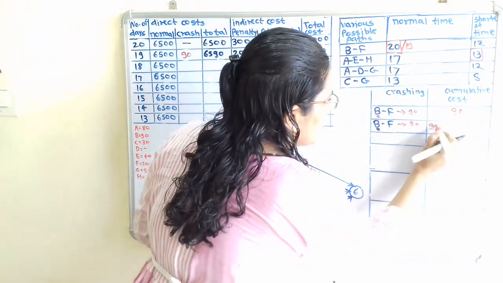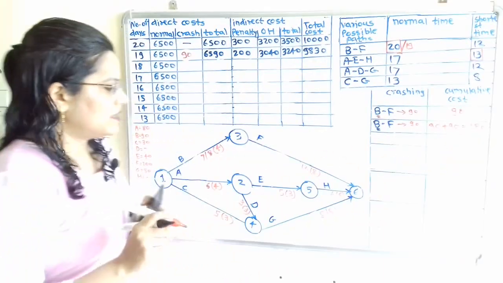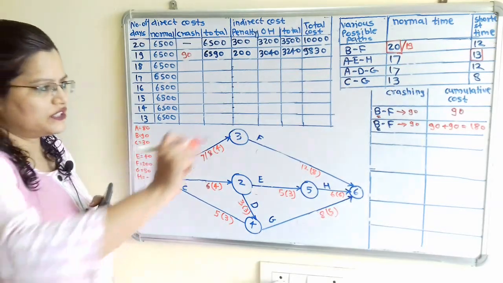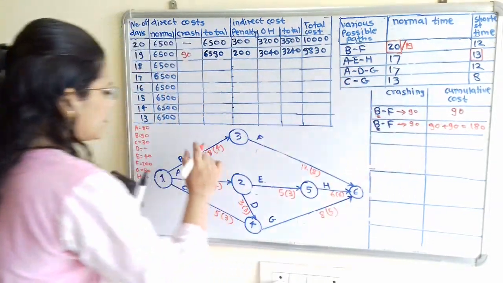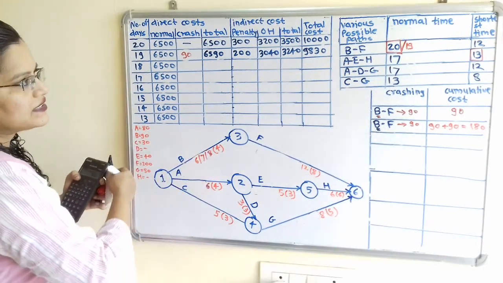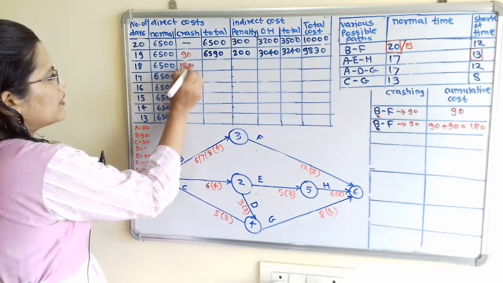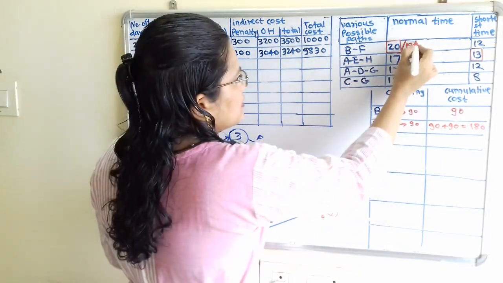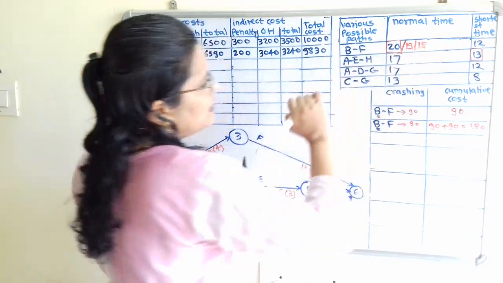So I will write here 90 plus 90, that is equal to 180. Now we will make the four number of changes. Here is the first change, 180. Second change, we will reduce here this normal time for B, it is 6. Here third change, we will write here this cost is 180. And fourth change, here this, if we reduce this B, we will write here as a 80.